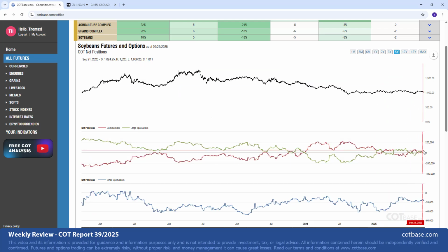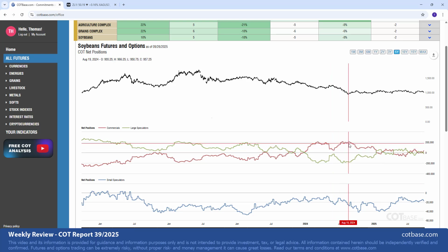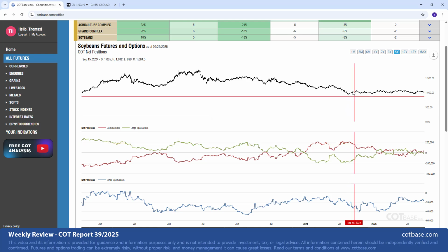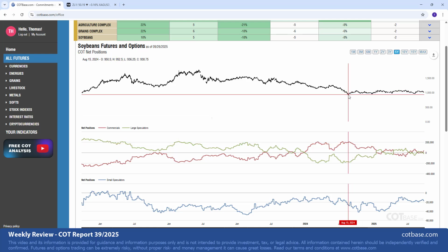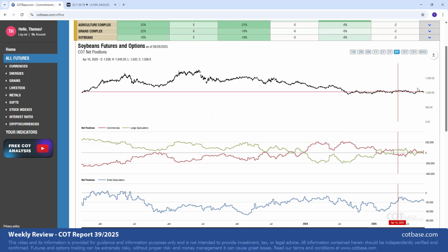Moving to a 5-year chart, you can see very similarly to soybean oil, there's not really an extreme to be talking about. The last major extreme was actually this bullish one over here, which was successful in marking the bottom on this 5-year chart. However, you can see there wasn't really a follow through by the market.